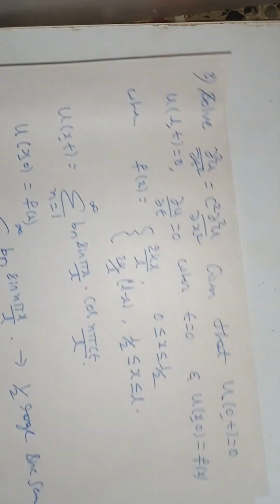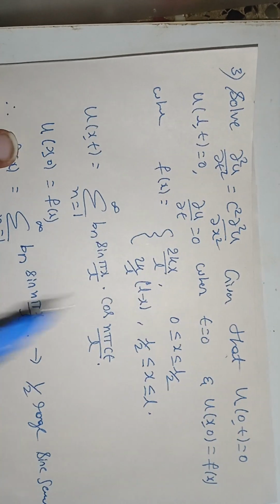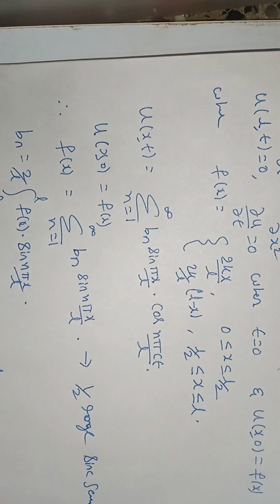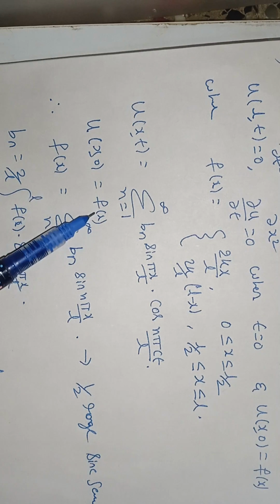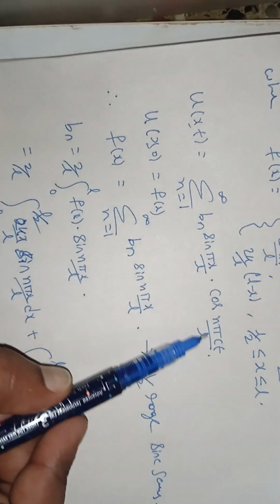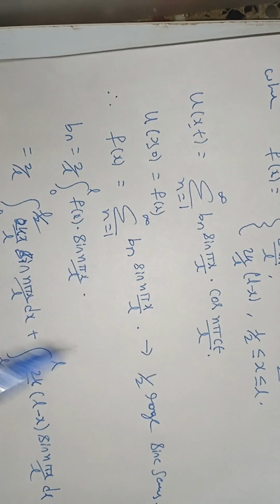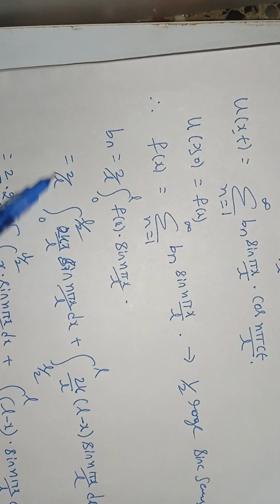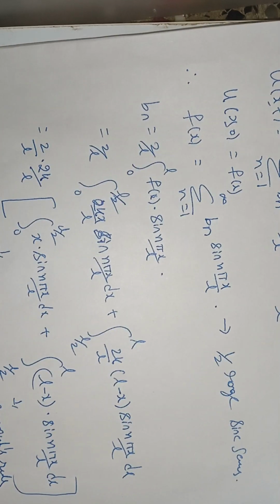So the last condition is given in the problem as u of x comma 0 equal to f of x. F of x is defined. So I am using the last condition, when t is 0, u is f of x. So I have written this f of x. So t becomes 0, cos 0 becomes 1. You end up with this. This is nothing but half range sine series. So you can write bn equal to 2 by l integral 0 to l f of x sin n pi x by l.